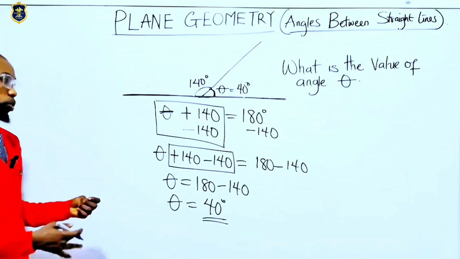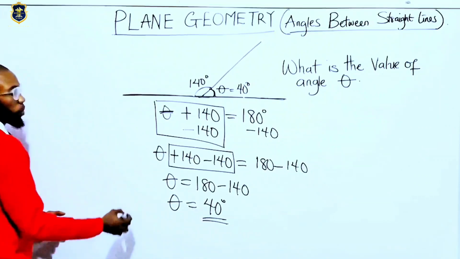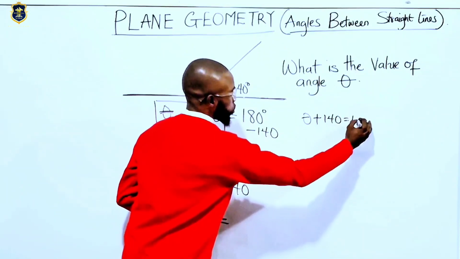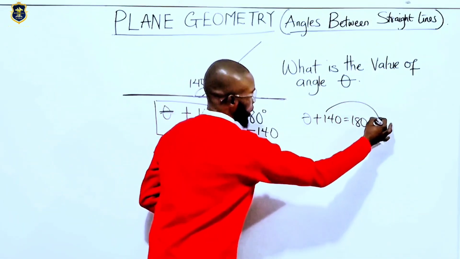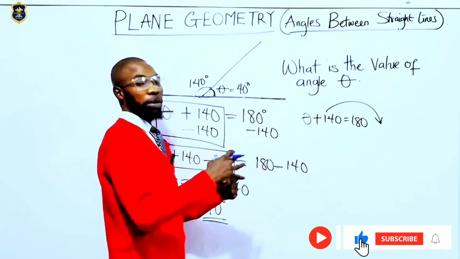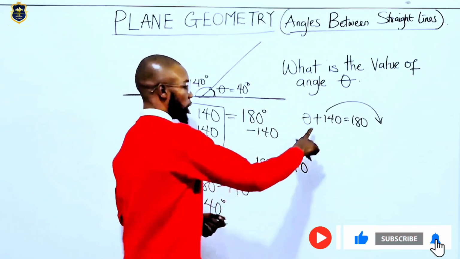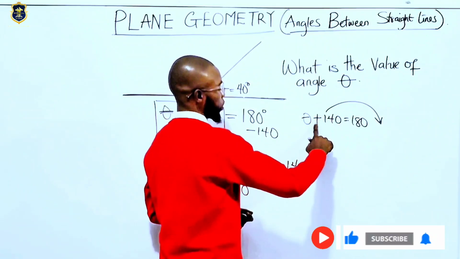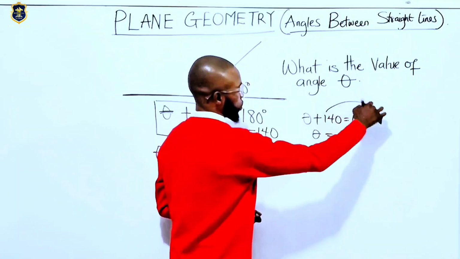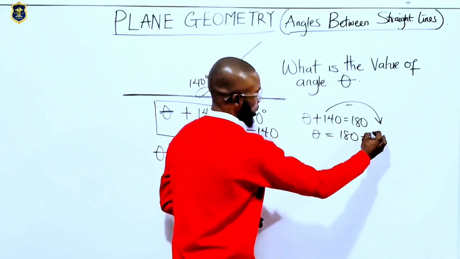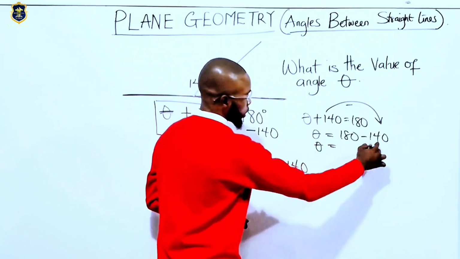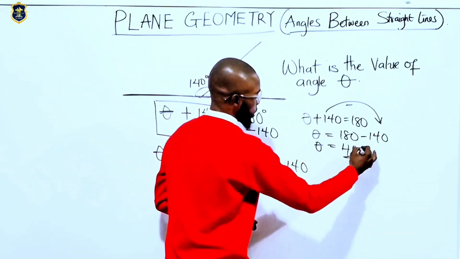The easiest way of doing it, you might want to carry. I want to say, since we have theta plus 140 equal to 180, we move this one here. That's the layman explanation of what they do, right? But we don't carry in math. I'm just trying to show you an easier way. The plus crosses the equal sign, and the plus changes to minus. Theta becomes 180, and this plus becomes minus 140 because it has crossed the equal sign. So theta becomes 180 minus 140, which is 40 degrees.